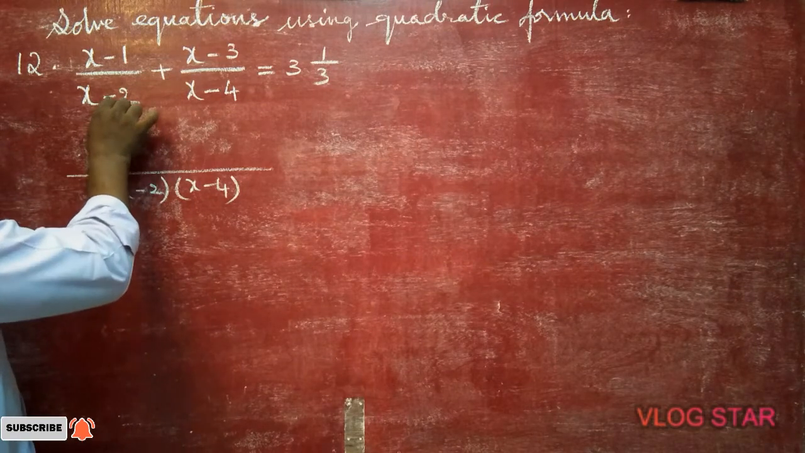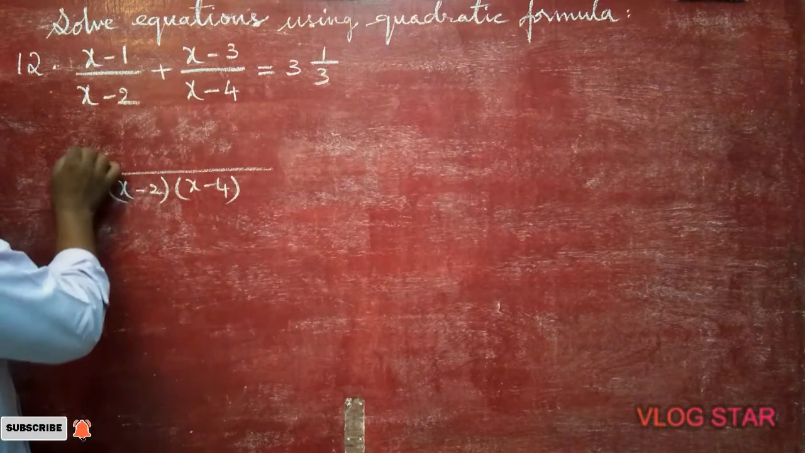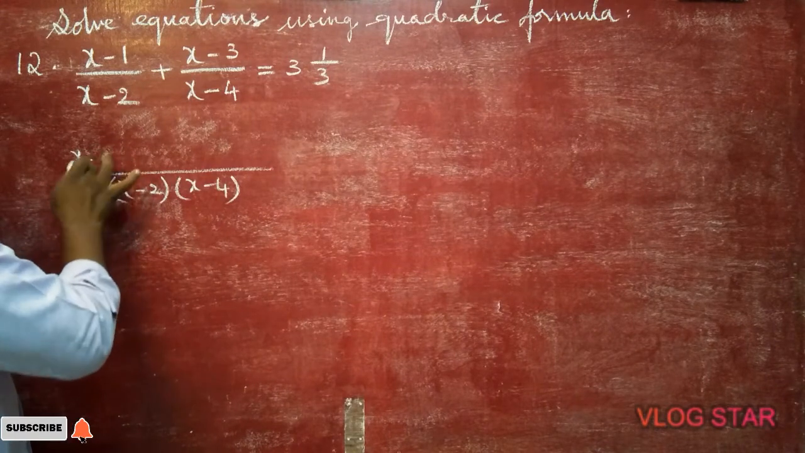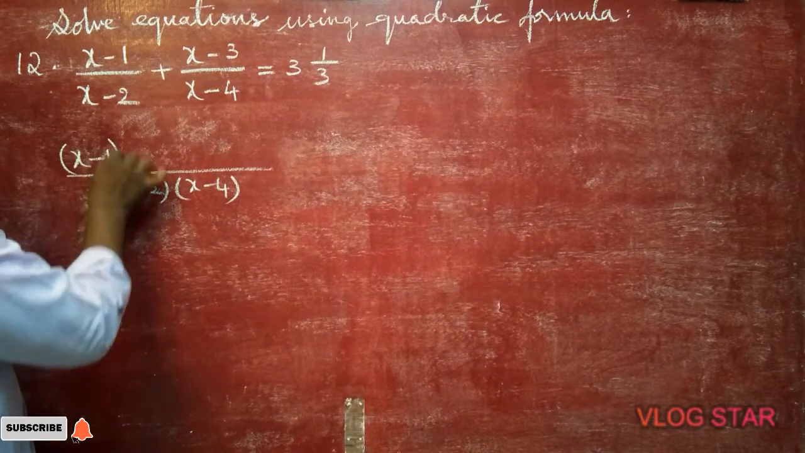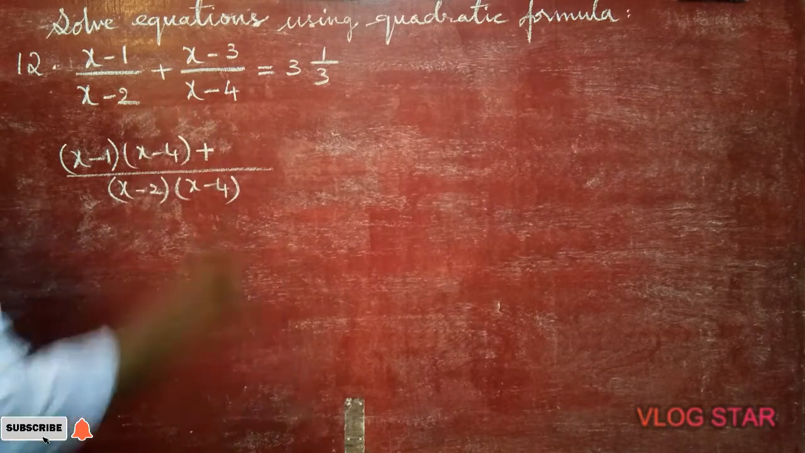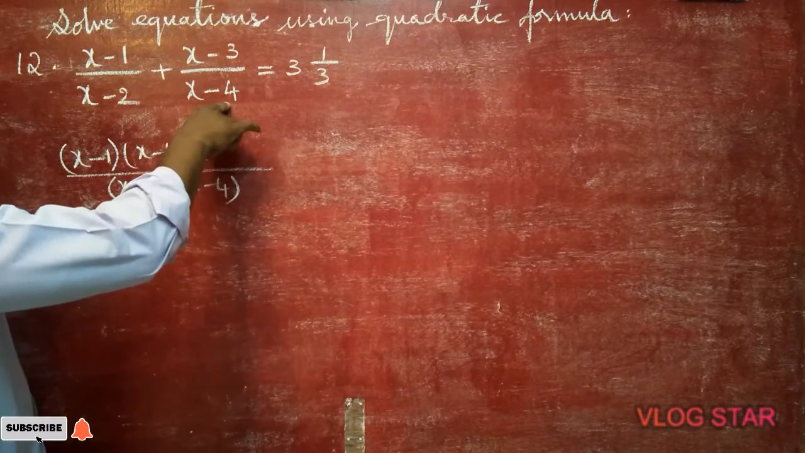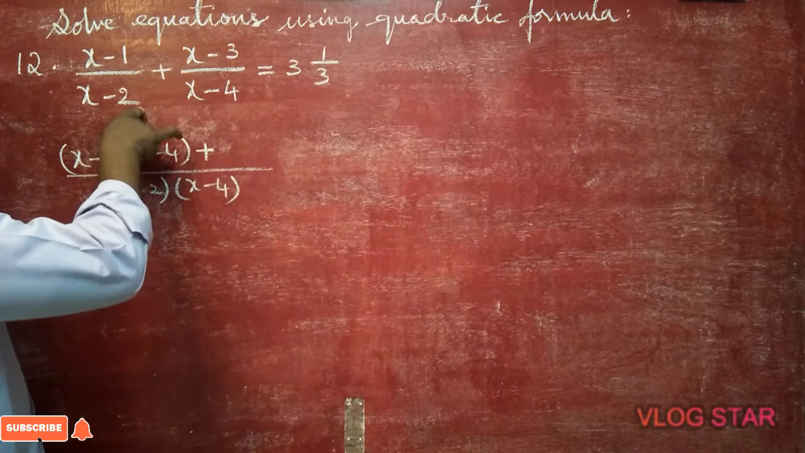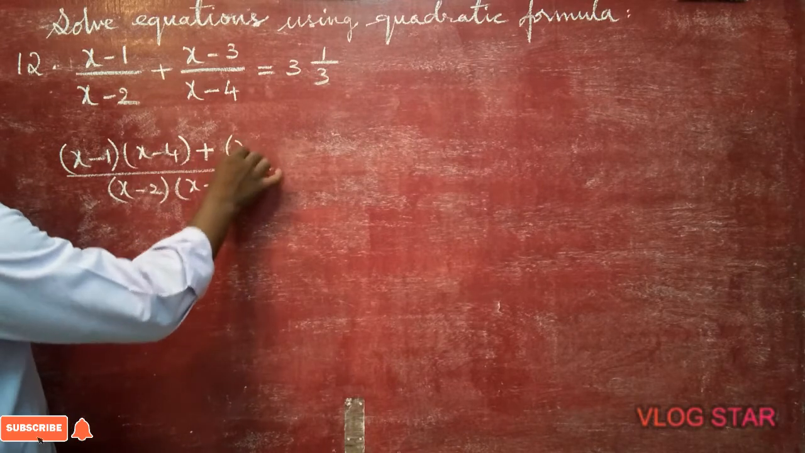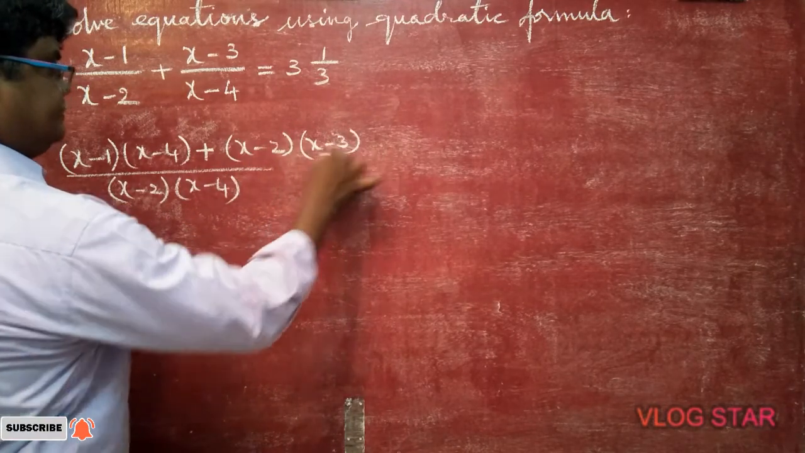x minus 2, how many times does it go? x minus 4 times it goes. So (x plus 1), (x minus 1) into (x minus 4). Plus is there, means right plus; minus is there, means right minus. Now x minus 4, how many times does it go? x minus 2 times it goes. So x minus 2 into x minus 3.